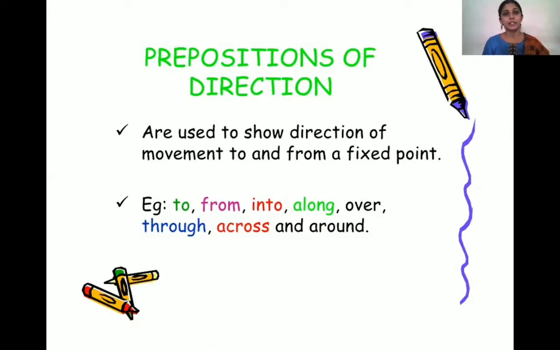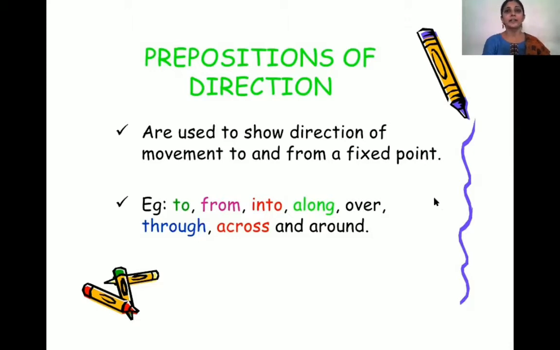And these prepositions of direction are, as you can see in the list, to, from, into, along, over, through, across, and around. Over, I had explained to you in my discussion of preposition of location, when we had understood the difference between on and above. At that time, I had also explained the preposition over. For more understanding, you may again refer to the same video, prepositions of location.